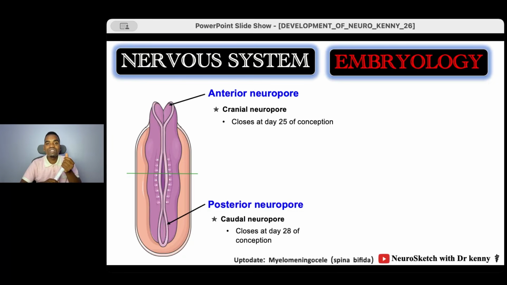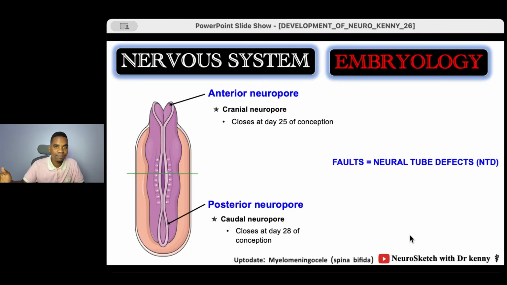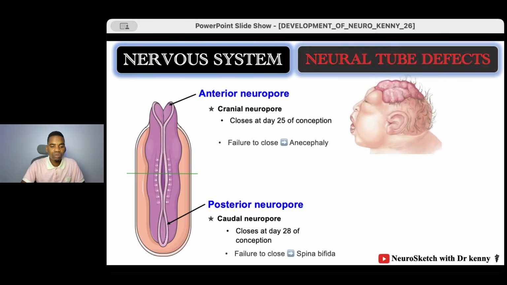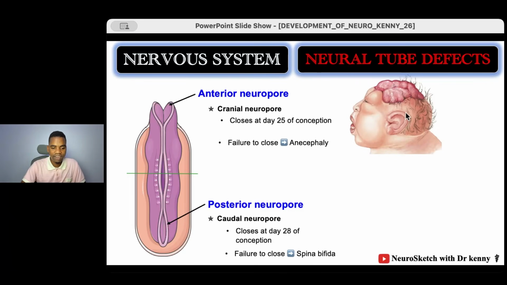If the neural tube does not close at these days, we have faults, and we call these the neural tube defects. For example, when the anterior neural pore fails to close, we have a condition called anencephaly, which basically means absence of brain. This is a fatal condition because it is not compatible with life. If you lack a brain, you are not going to survive. If the baby is born without a brain, it is considered as dead already. This occurs because of failure of closure of the anterior neural pore at day 25 of conception. Very, very important, and this will appear in your MCQ exam questions.